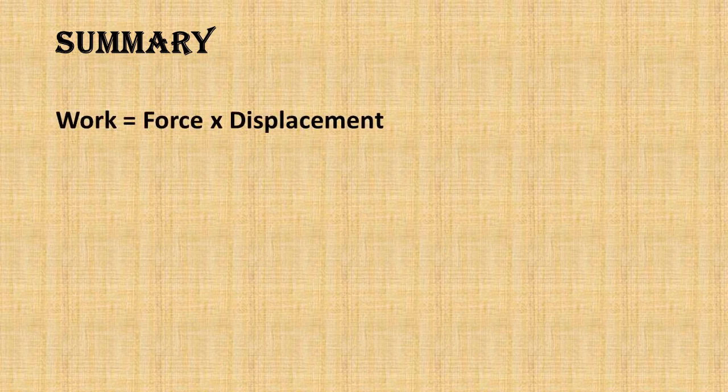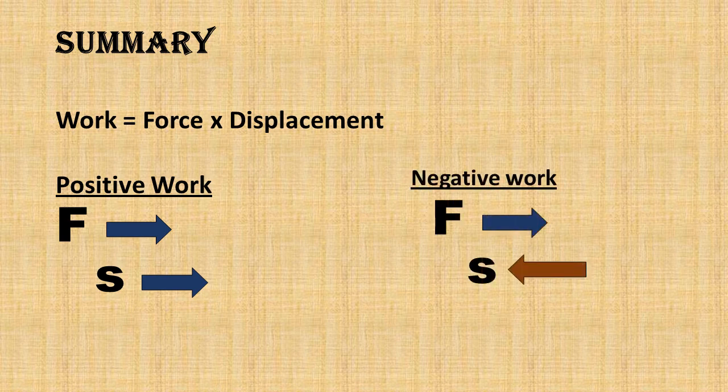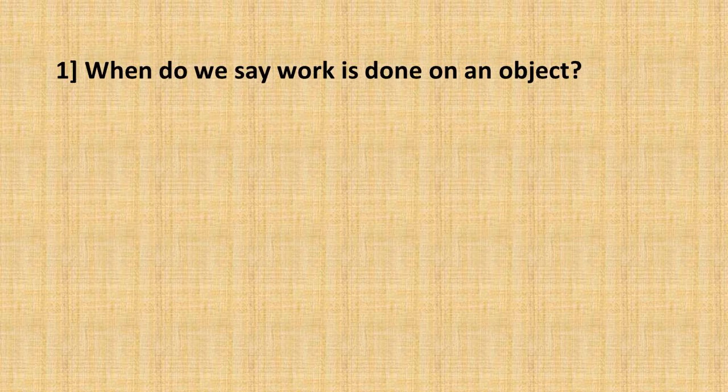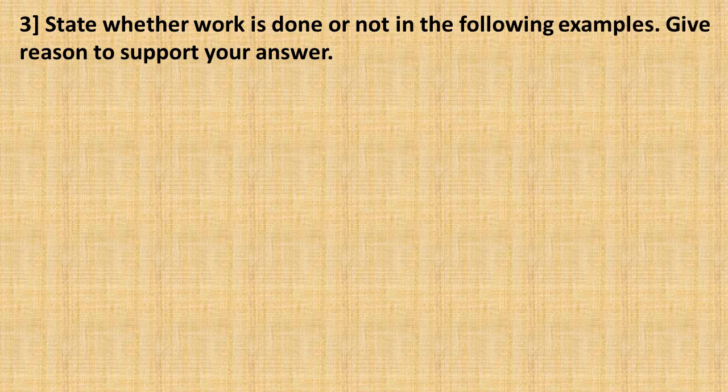So friends, let's summarize what we have learned so far. Work done is equal to force into displacement. Now, when force and displacement are in the same direction, it is called positive work. And when force and displacement are in opposite directions, it is negative work. Now, try answering these few questions. When do we say work is done on an object? Define 1 joule of work. State whether work is done or not in the following examples. Give reason to support your answer.